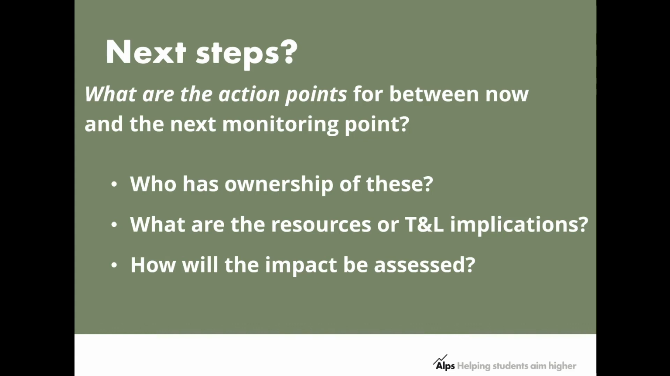So in terms of next steps, I like 3 questions. Any more than 3, and that becomes too much. So as we're beginning to define these action points, your heads of departments, your faculty leaders, your classroom teachers, whatever level you're working at, need to come up with action points between now and the next monitoring point. It's being really clear about who has ownership of these, and therefore what resources does the leadership team need to consider? Are there any implications around teaching and learning and structures?